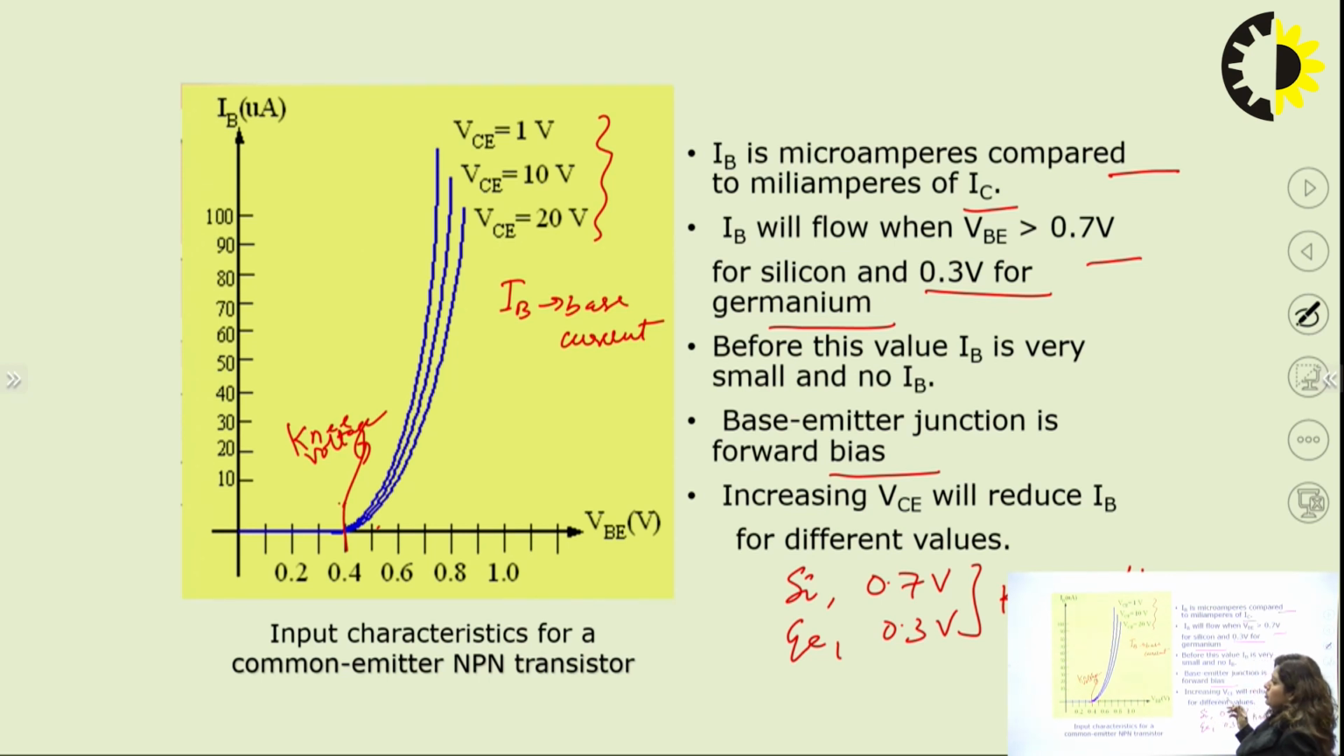So whenever you see the common emitter configuration, obviously the base emitter junction is to be forward biased and the collector emitter junction is to be in reverse bias. Increasing VCE will reduce IB for different values. So when you increase the value of the collector emitter voltage, that will obviously decrease the value of the base current. So IB gets lower when you increase the voltage. When you take 1 volt, then 10 volt, then 20 volt, for 20 volt the value of IB is lesser as compared to 10 volts.